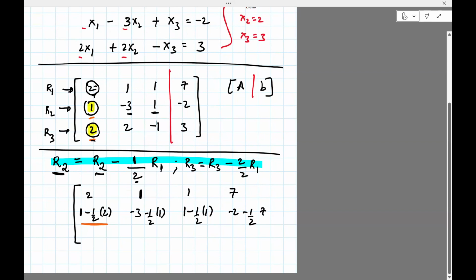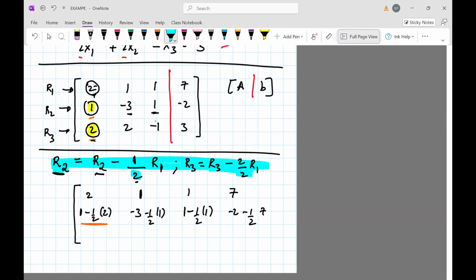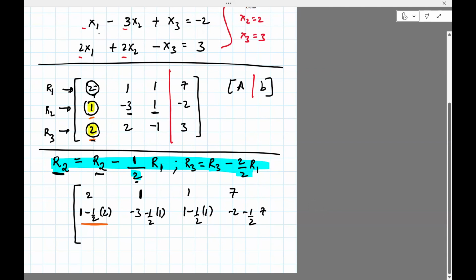So these are the operations. Okay, so nice thing is that I just have to do row 3 minus row 1 because 2 divided by 2 is 1. So I just do 2 minus 2, this 2 and this 2. Then 2 minus 1, and then minus 1, minus 1. And then 3 minus 7.